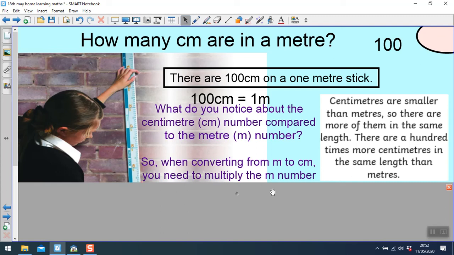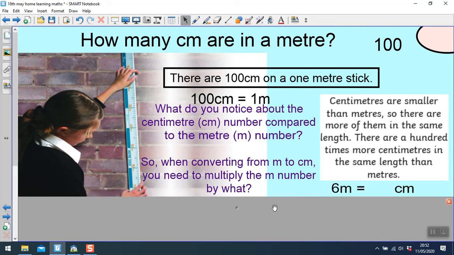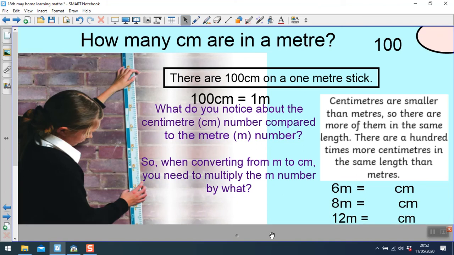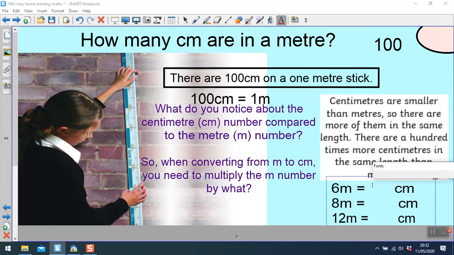So when converting from metres to centimetres, you need to multiply the metre number by what? When converting from metres to centimetres, you multiply the metre number, in this case 1, by what to get the centimetre number, which in this case is 100. You multiply the metre number by 100 to get the centimetre number. So 6 multiplied by 100 equals 600 centimetres. So 6 metres is the same as 600 centimetres. Complete the last two.